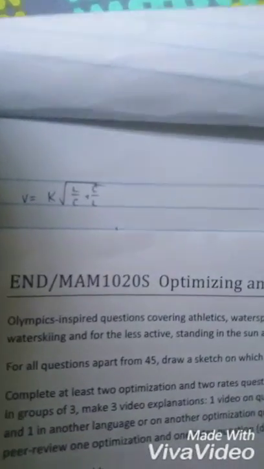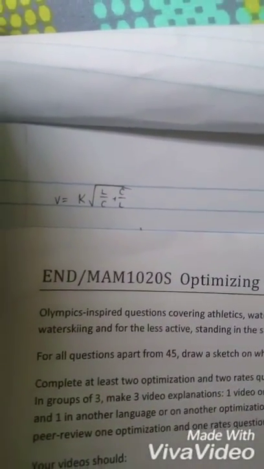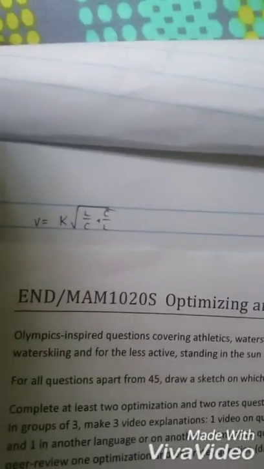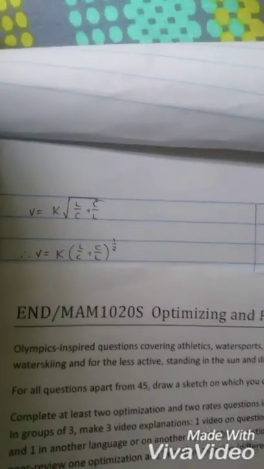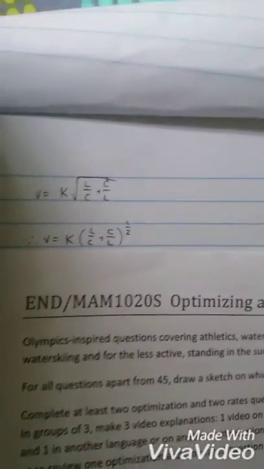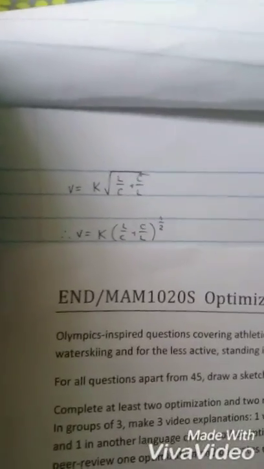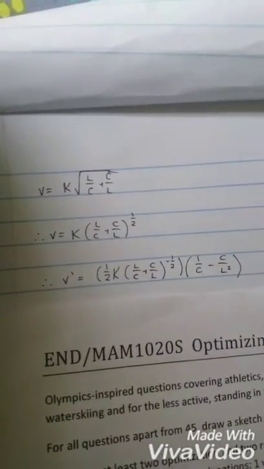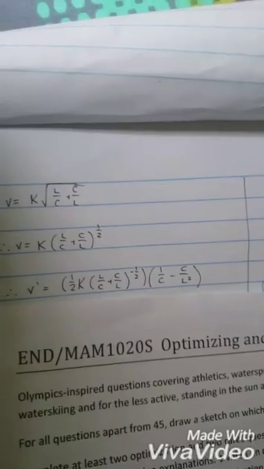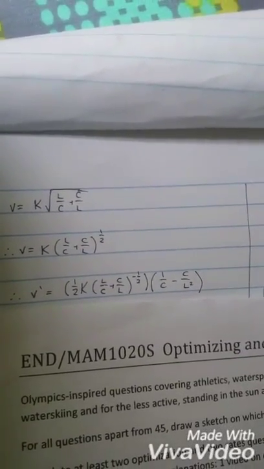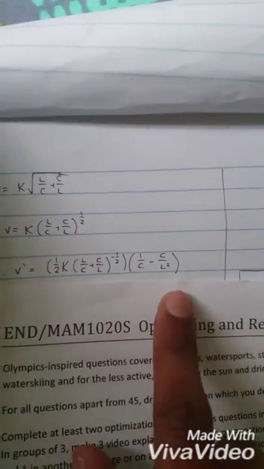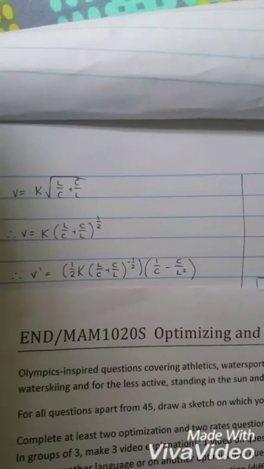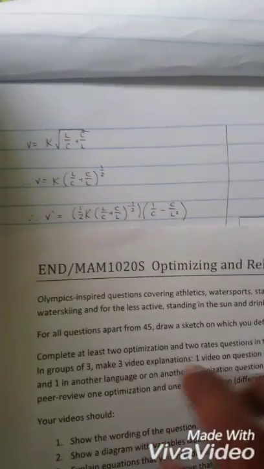Here's your equation. V equals K into the square root of L over C plus C over L. The square root is the same as to the power of a half, and from here we can differentiate using the chain rule. Differentiating using the chain rule will give us V dash equals a half K into L over C plus C over L, all to the negative half, which is when you minus the 1 from half, times by the inner function, which is 1 over C minus C over L squared.